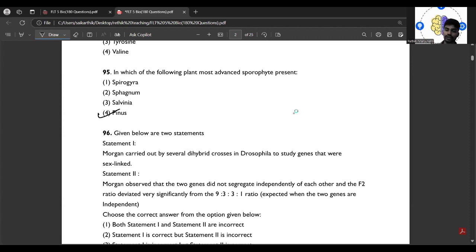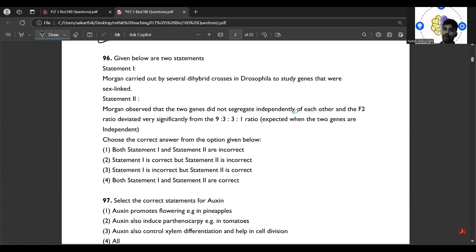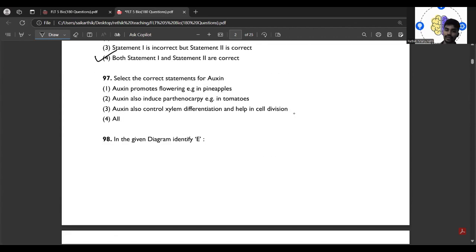Next, the 96th question has two statements. Statement 1 says that Morgan carried out several dihybrid crosses in Drosophila to study genes that were sex linked. Statement 2 says that Morgan observed that the two genes did not segregate independently of each other, and the F2 ratio deviated significantly from the 9:3:3:1 ratio. We need to choose the correct answer here. Both statements are actually correct.